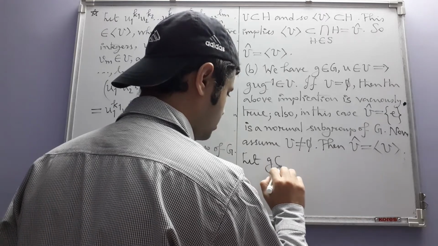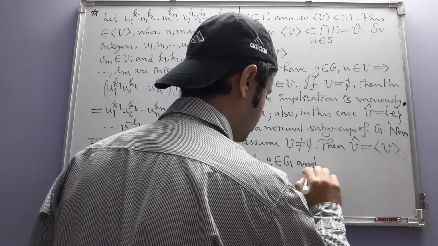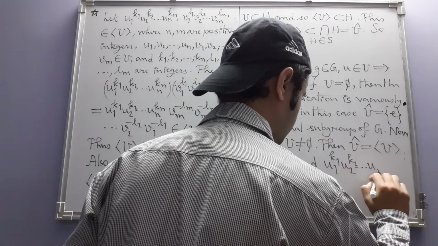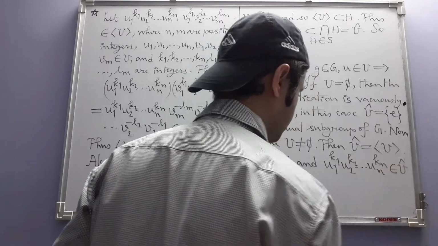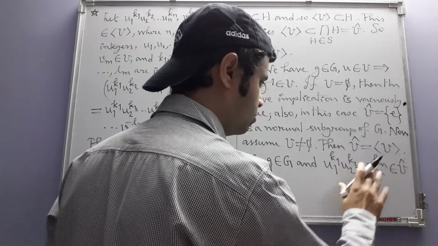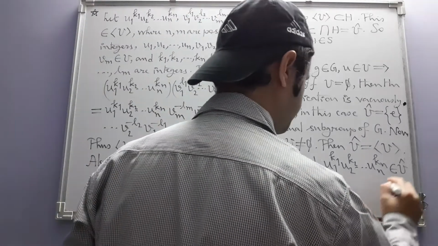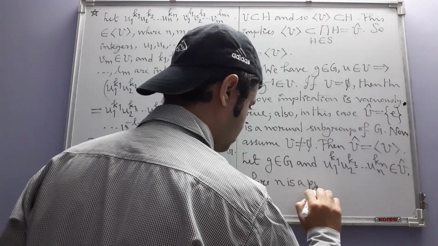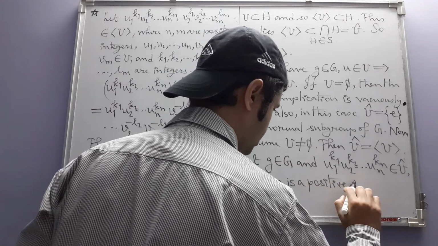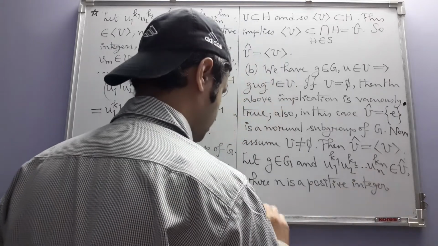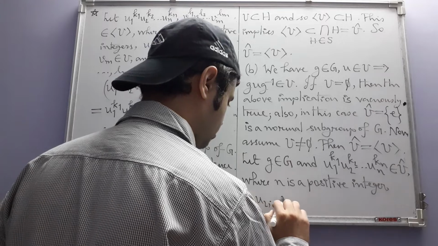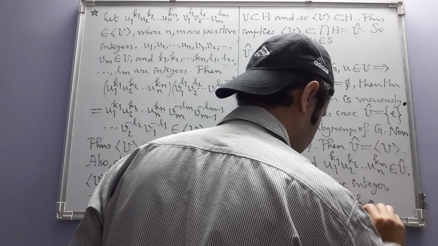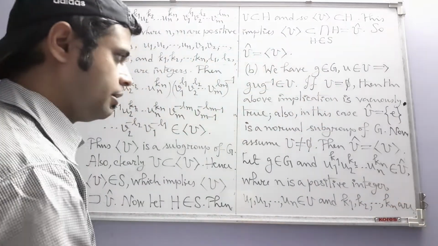Let G be any element in G and this be any element in U hat, which we are able to do because of this thing we have already proved in part A, where n is a positive integer, the ui's are in U and these are integers.